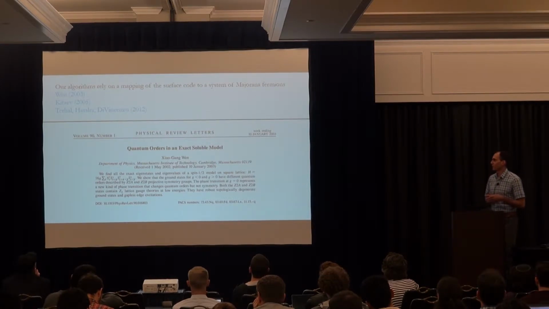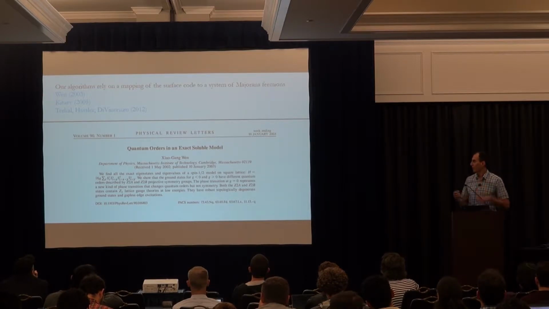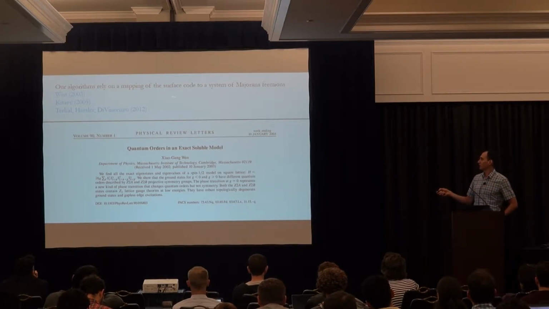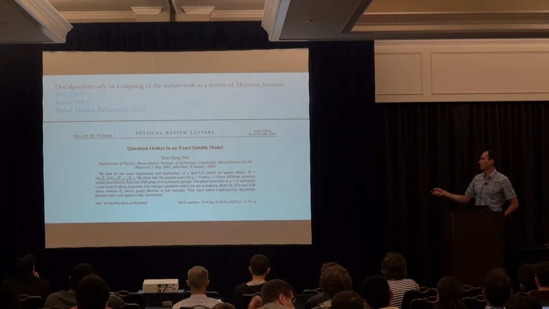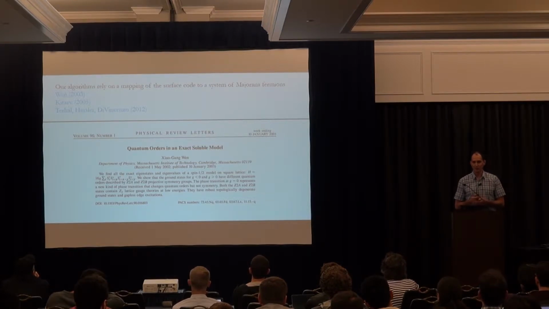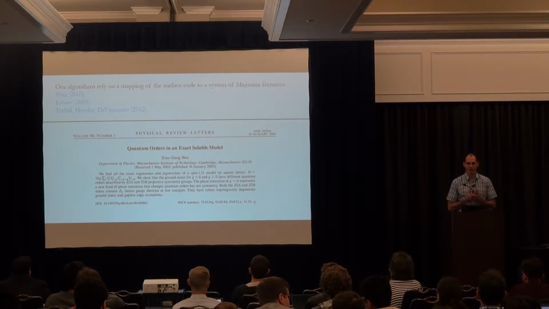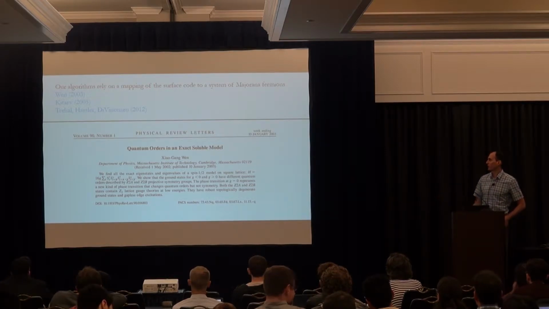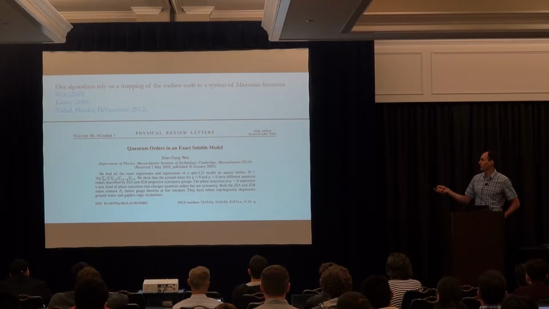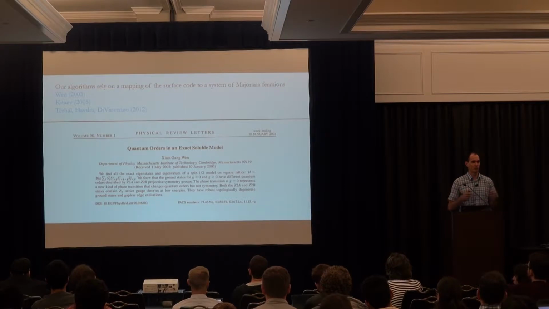Now, let me sketch how this algorithm works. The key ingredient is a mapping of the surface code to a system of Majorana fermions. The specific mapping that we use was proposed in this paper by Wen. It's closely related to Kitaev's honeycomb model, but can also be described by Majorana fermions. This mapping was later used by Barbara Terhal, Hassler, and DiVincenzo to construct some realistic Hamiltonians with topologically ordered ground states.